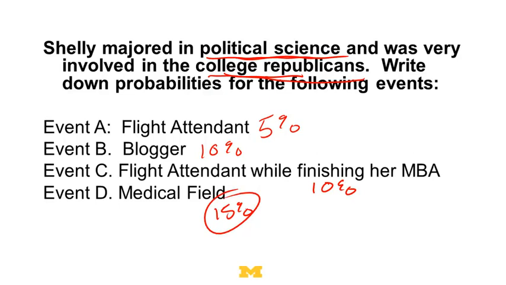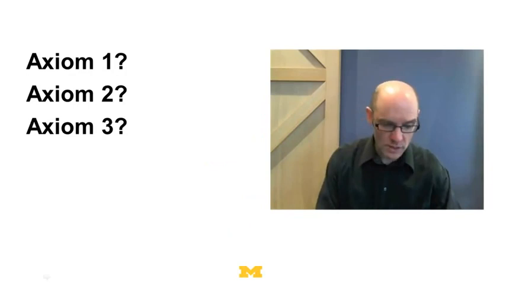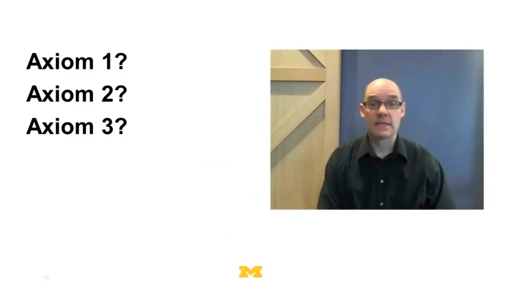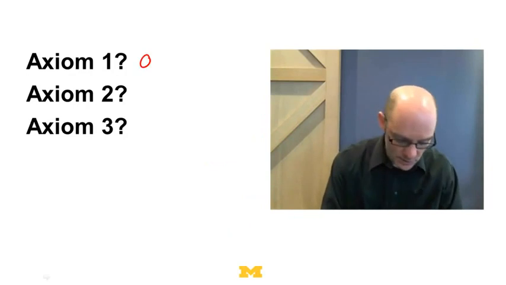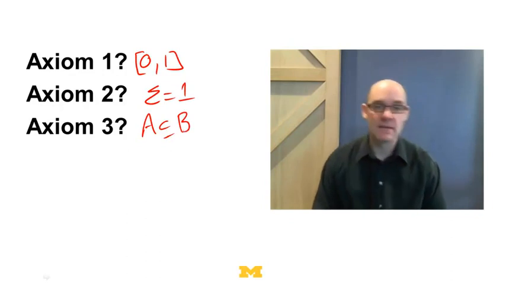Well, let's look at these a little more carefully. I did something wrong. What did I do wrong? Remember our three axioms. What were our three axioms? Axiom 1 was that the probabilities had to be between 0 and 1. Axiom 2 was that all probabilities summed up to 1. And the third one had to do with if event A was contained in event B.